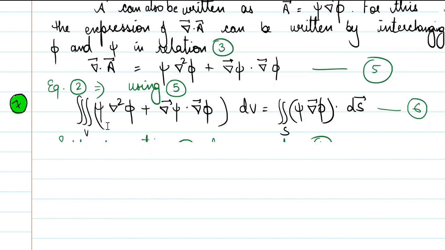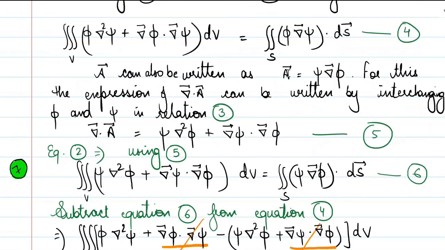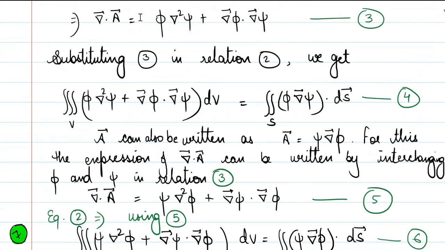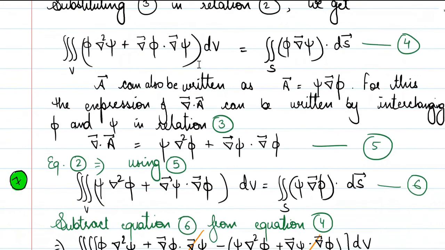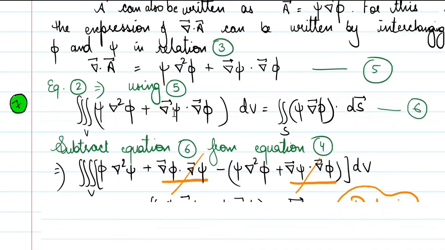And our equation 2 becomes the triple integral of psi del square phi plus del psi dot del phi dV, and then the surface integral of psi del phi, which is the new assumed value of A. Now the next step is to subtract equation 6 from equation 4. We have obtained equation 4 due to A as phi del psi, and equation 6 is obtained by assuming A as psi del phi, and we are subtracting equation 6 from equation 4.